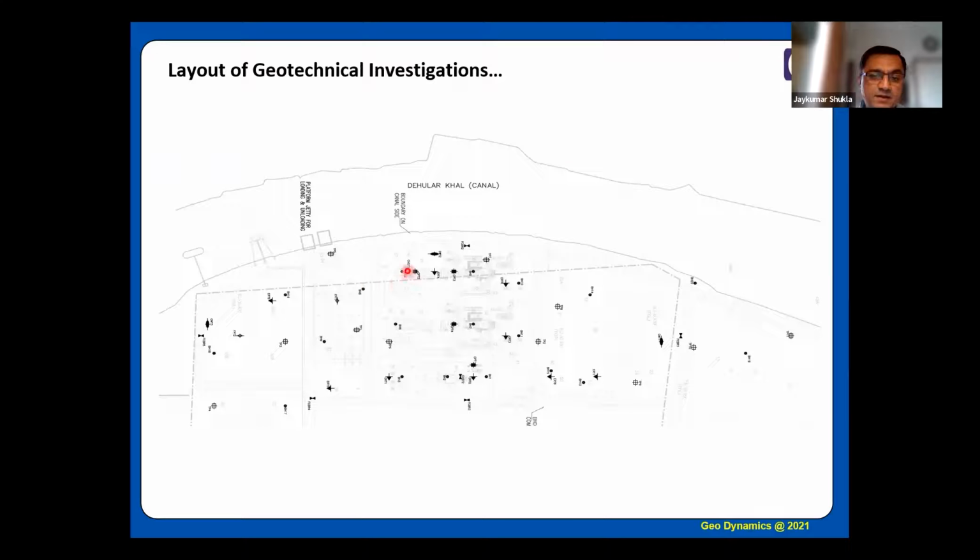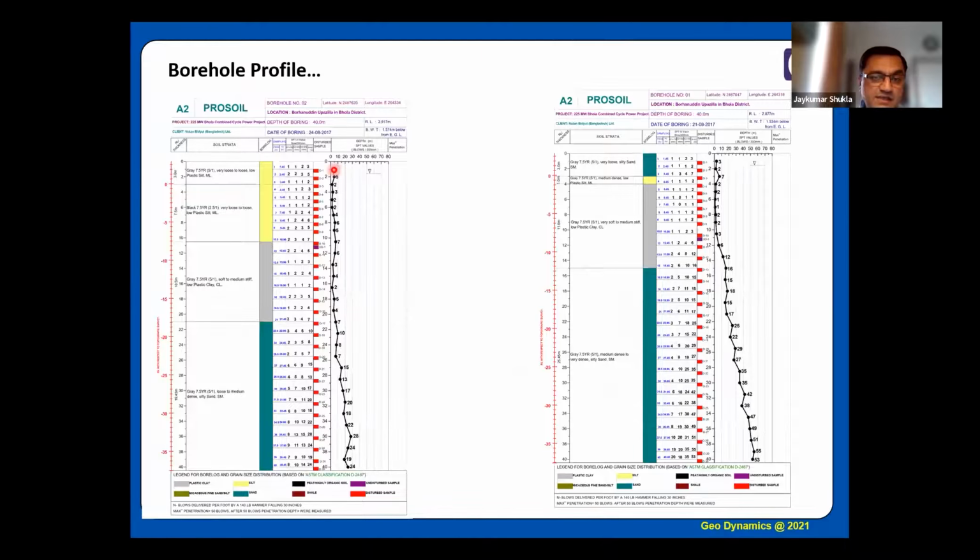This is one particular project site where plenty of boreholes have been drilled, and if we study the SPT N values, almost up to 20 meters here, the SPT value is hardly 8, 10, 7, and even up to 25 meters, the SPT values are less than 15. And about 50 meters away from it, there is a good borehole where the SPT values improve after 15 meters.